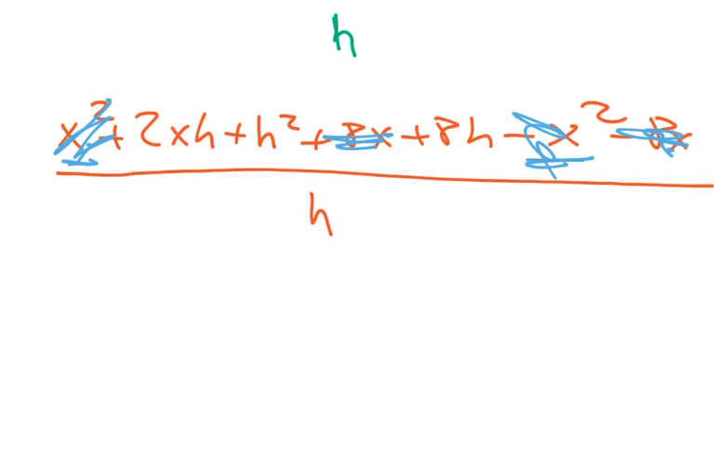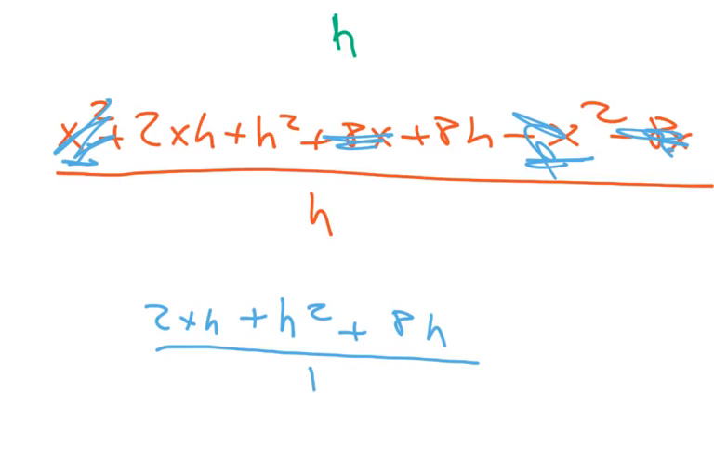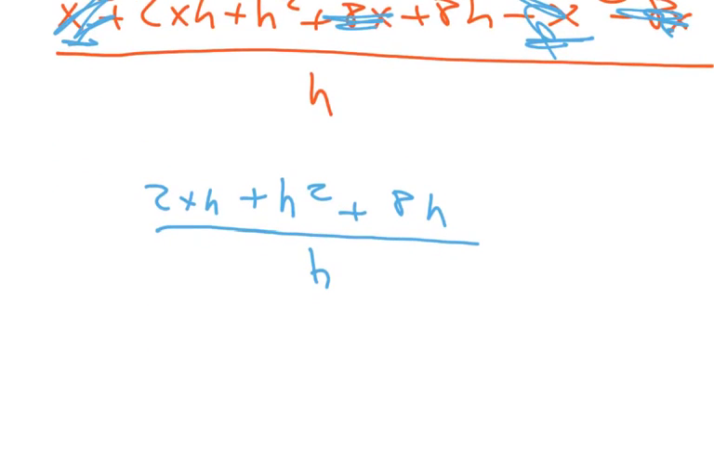The next step from here, it should be such that everything that you have on top should have an h. And the reason why is that the h on the bottom has to cancel out. So we're here, right? And then because all of these have h's, we can go doop, doop. Now that's just going to take away one of them. Doop. Right? And that leaves me with 2x plus h plus 8.